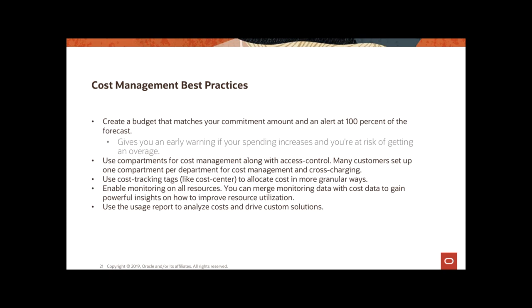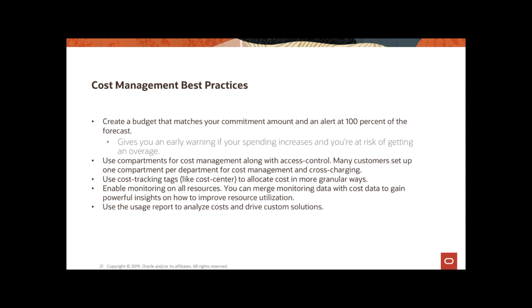You should create budgets that match your commitment, and you should set up budget alerts so that you get an early warning if your spending increases and you're getting a risk of an overage. So you can receive emails about that. You should use cost tracking tags to allocate costs in more granular ways, and these cost tracking tags can be used with budgets as well.